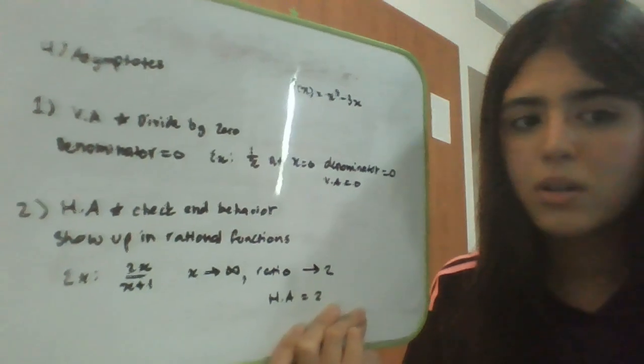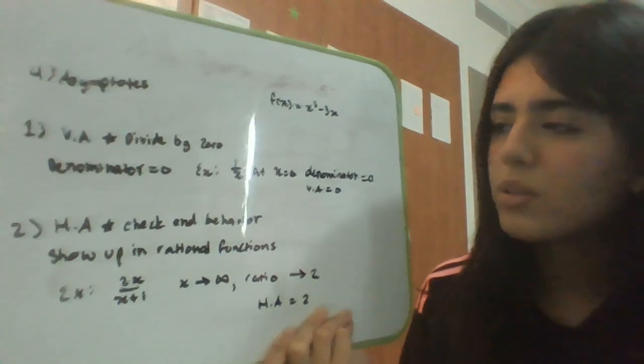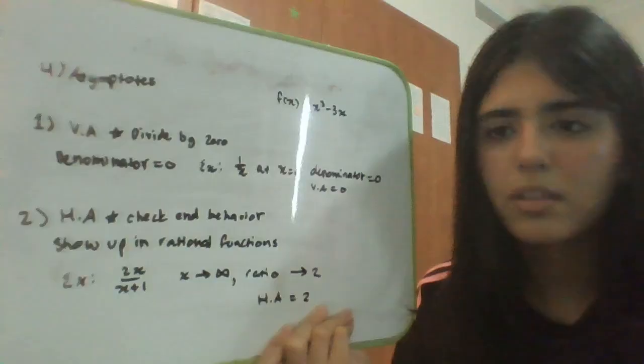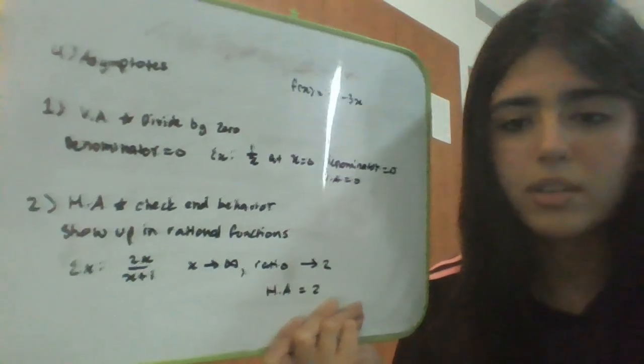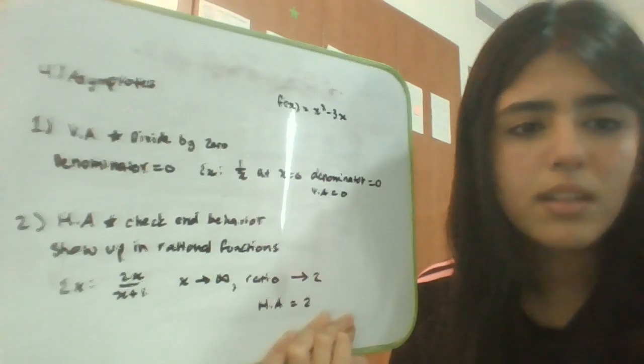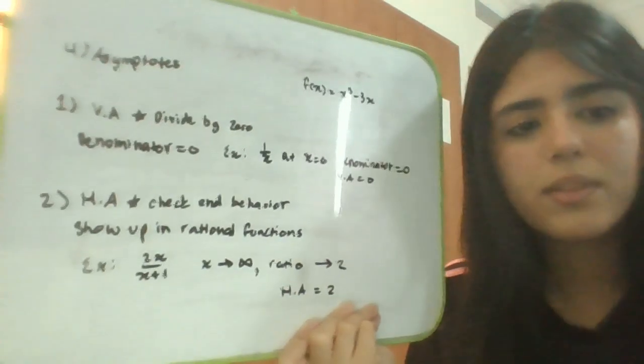Okay guys, so step 4 is asymptotes. And asymptotes are basically... Guys, sorry, my brother was in the room. Okay. An asymptote is basically a line that approaches but never touches a specific point.